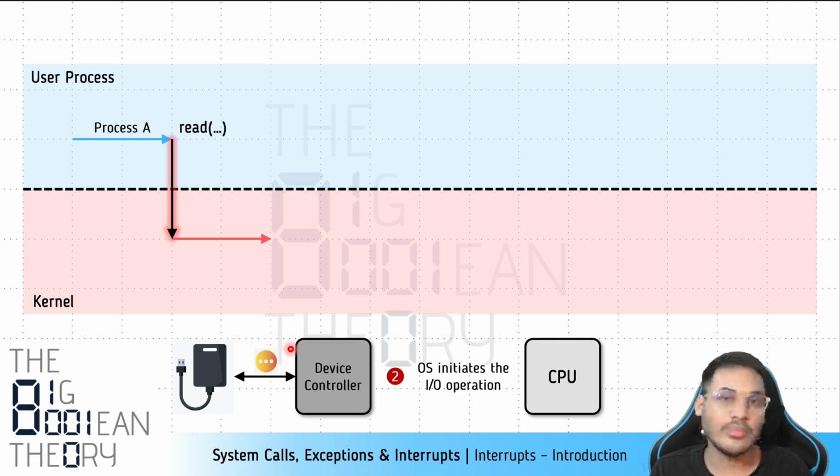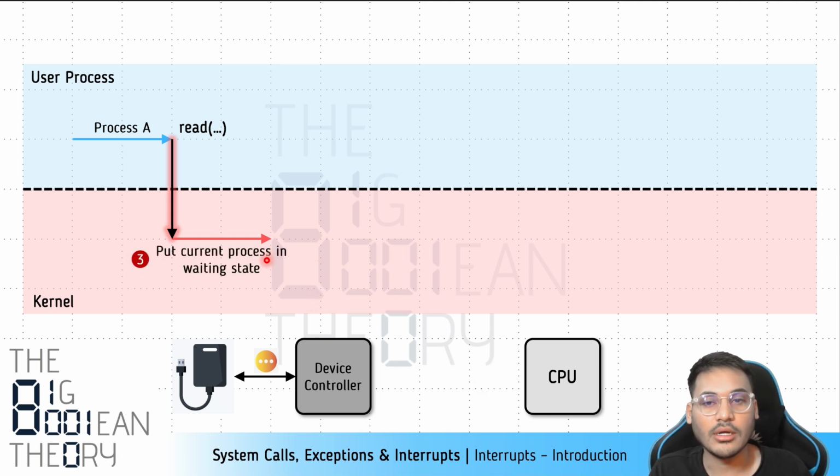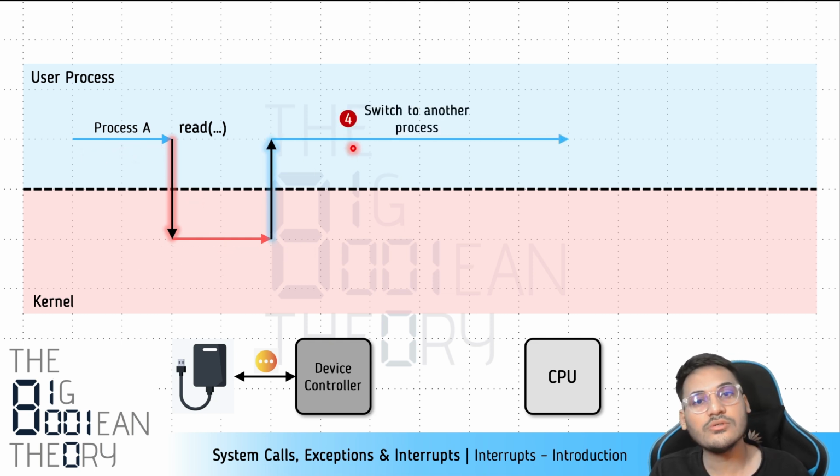So now in the meanwhile, when this copy is taking place, what the operating system does is that first of all it puts the current process, that is process A, into waiting state, and then switches to some other process, right? Let's assume that this is some process B, right? So why does the operating system do this?